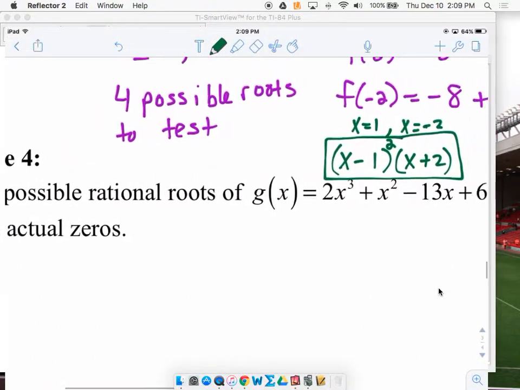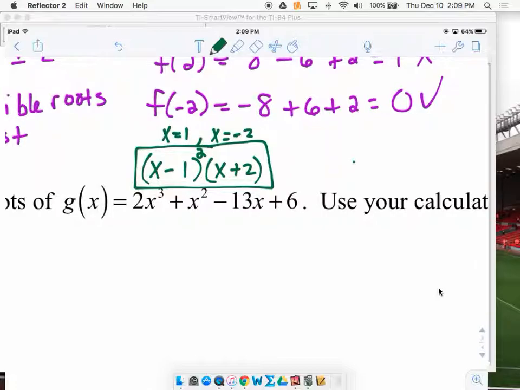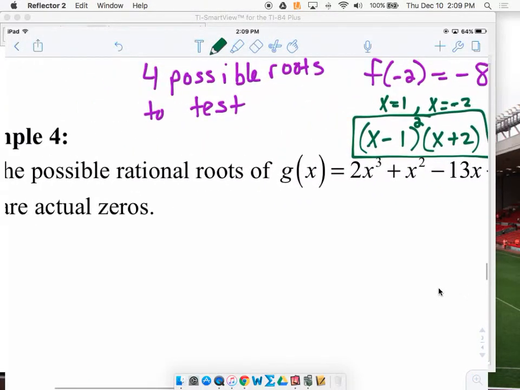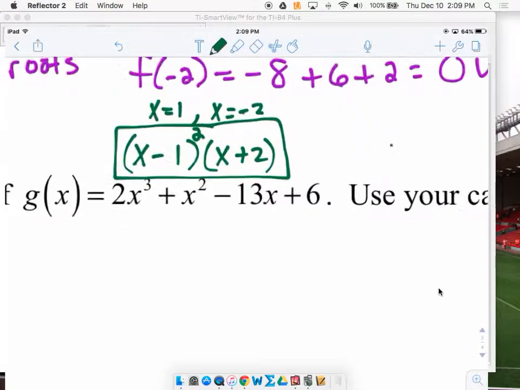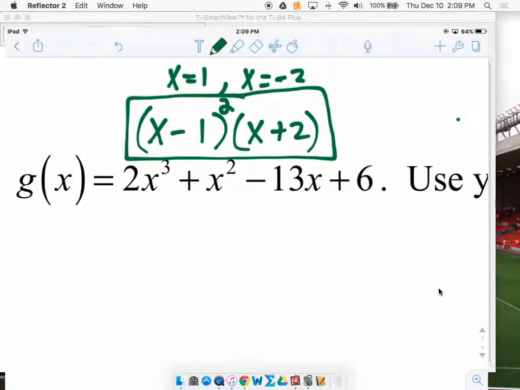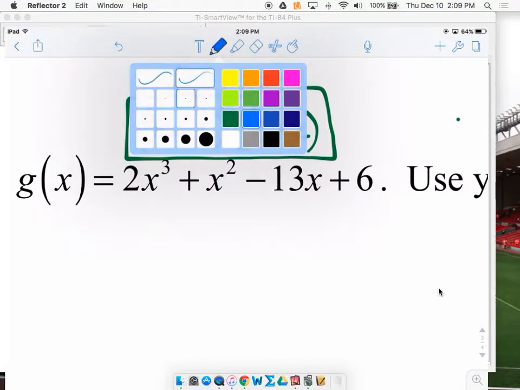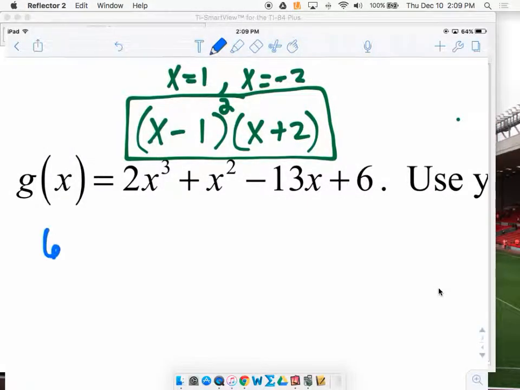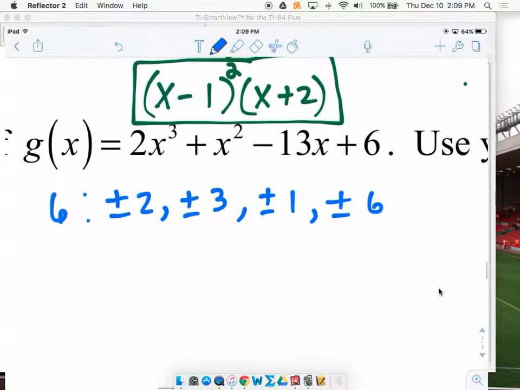All right, number 4. List the roots of g of x, and then use your calculator to help you decide which ones, if any, are actual zeros. Okay, so I have my constant term, which is 6, right? So what are factors of 6? 2 and 3. What else? 1 and 6. Good. And then I have my leading coefficient is 2. So I have factors of 2, which are 1 and 2.